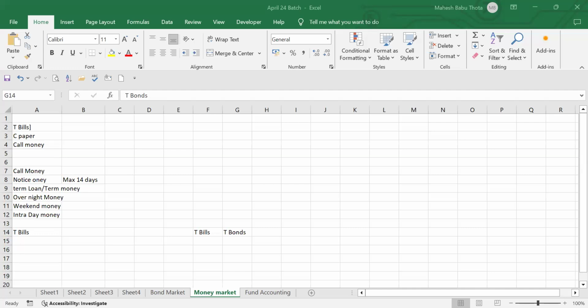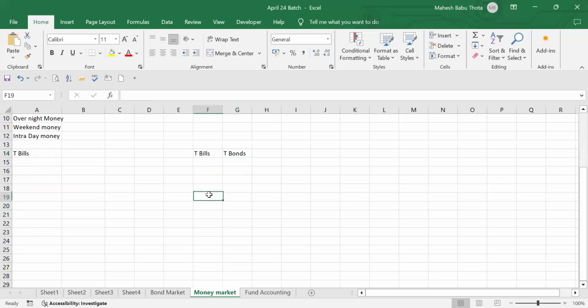These bills are issued by RBI, the central government, and state governments. In the USA, it will be issued by the federal government. Treasury bonds. Normally, suppose there is an opportunity cost.